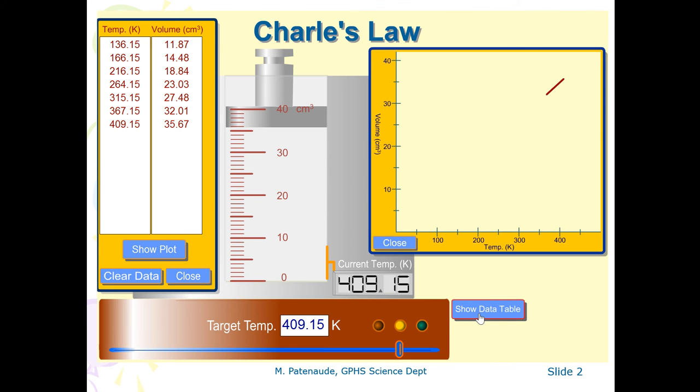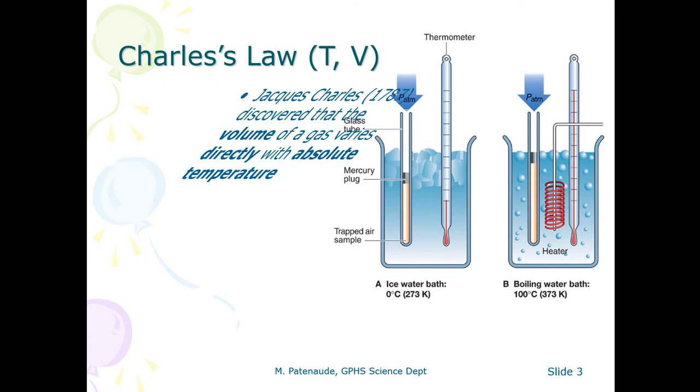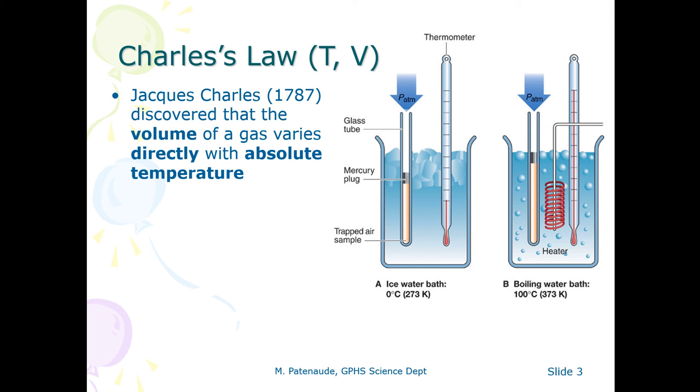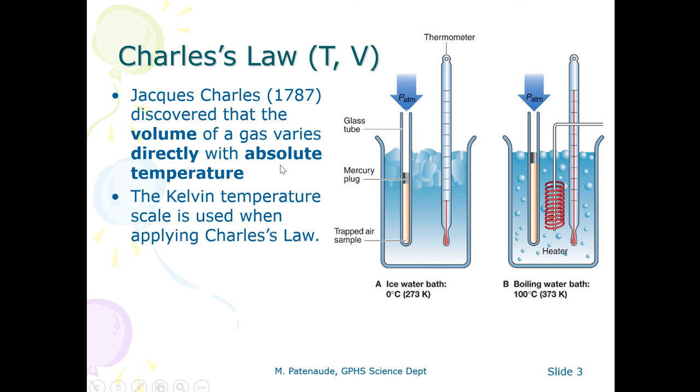So we've done the experiment. Let's summarize what we've discovered. Jacques Charles is the name of the Frenchman who investigated this originally. He discovered that volume and absolute temperature have a direct relationship between them. They vary directly. The absolute temperature means the Kelvin temperature scale. Again, that means there's no negative temperatures involved. If you find that I'm going a bit too fast here, feel free to pause the video so you can write stuff down as needed.